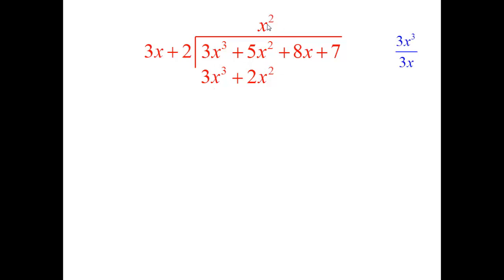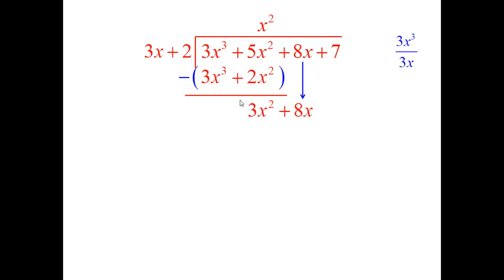So I figure out the term up top, multiply, and then subtract. Now remember, when you subtract, you're subtracting everything in that line. Don't just subtract the first term, subtract everything. We talked about this back in section 1.4. When we were subtracting a quantity, that negative has to be distributed. So it's 3x cubed minus 3x cubed. Those are going to cancel out, and yes, they will cancel out every single time. And then 5 minus 2 gives me a positive 3x squared. Once I've got that, I bring down the next term and lather, rinse, repeat.